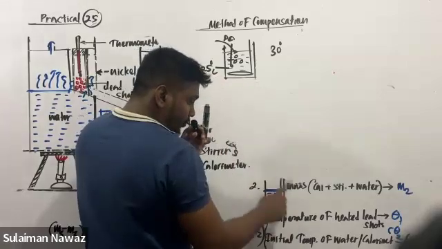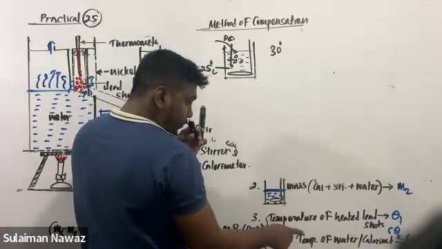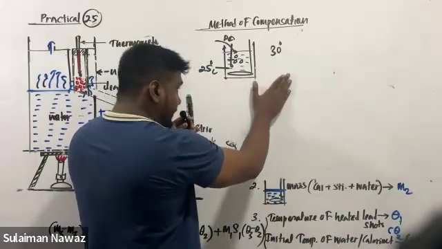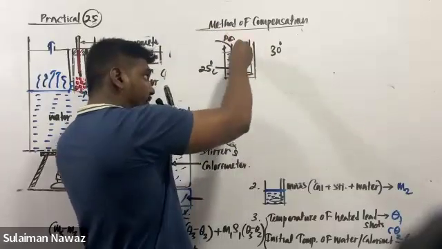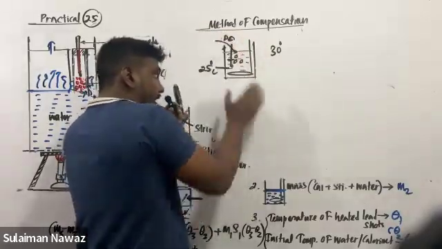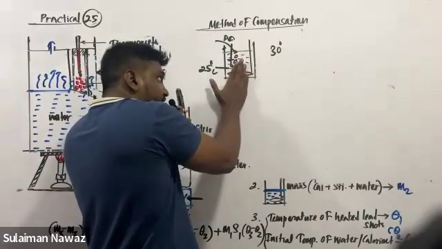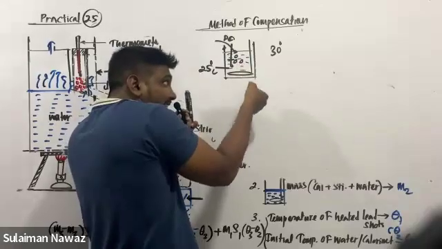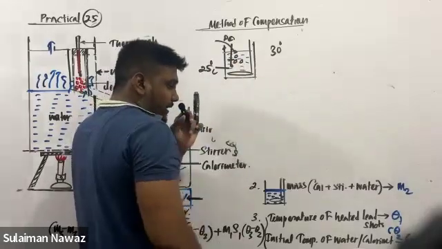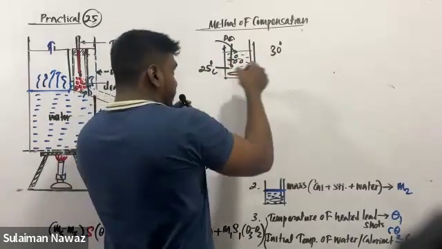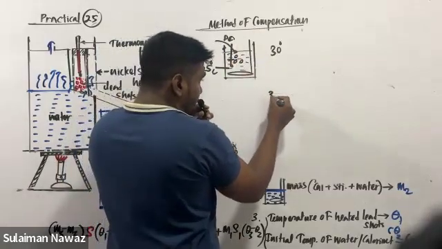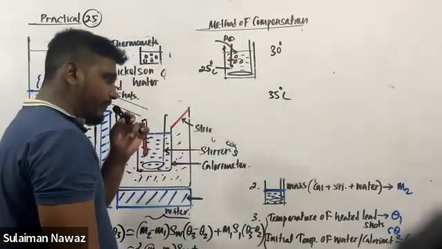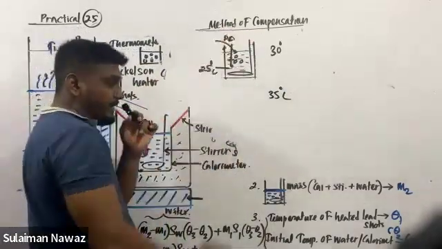Room temperature is 30 degrees Celsius. You start doing the practical from 25 degrees Celsius, that means theta 2 is 25 degrees Celsius. You add lead shots until the temperature of the mixture becomes 5 degrees Celsius greater than the room temperature. That means the final temperature of the system should be 35 degrees Celsius. This is what we call the method of compensation.